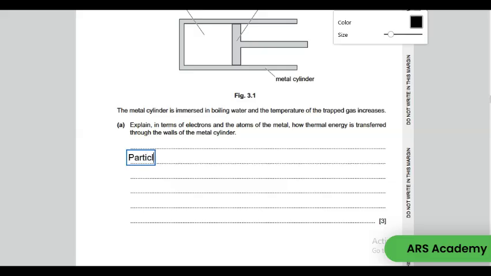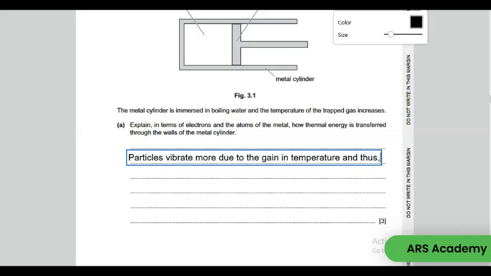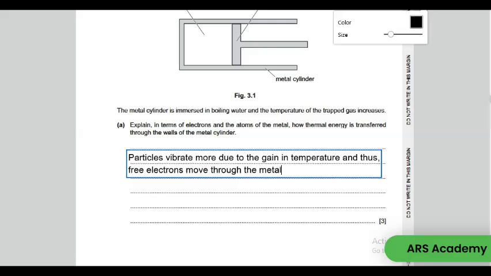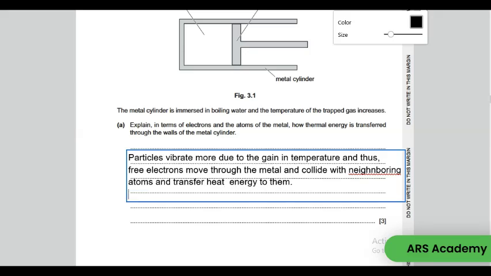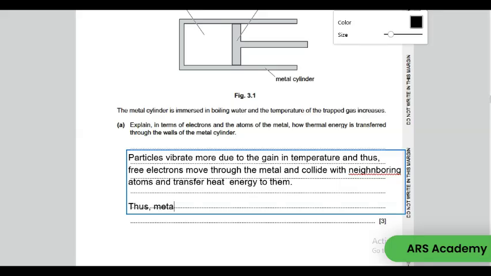So this question is from the chapter Energy Transfer. And the process that is happening in here is conduction, specifically conduction in a metal where free electrons are the main reason why the metal is heating up. So we can write it as particles vibrate more due to the gain in temperature, and thus free electrons move through the metal and collide with neighboring electrons and atoms. And when this happens, they transfer heat energy to those neighboring particles. Therefore, energy is transferred fast by conduction. And that's enough for 3 marks.